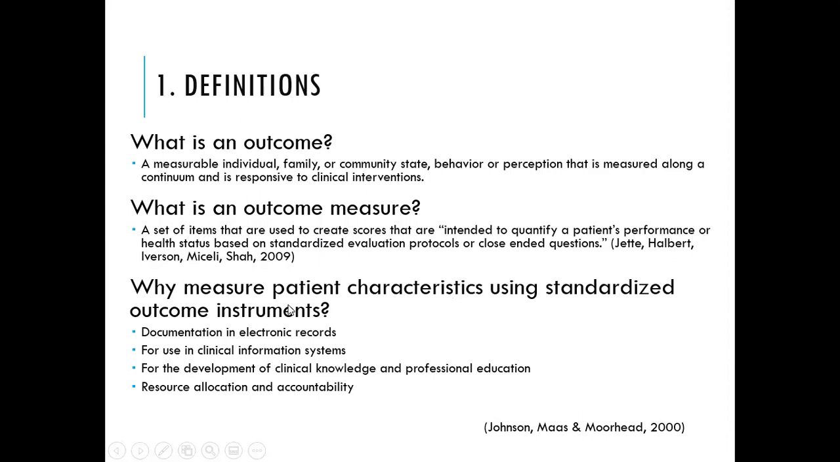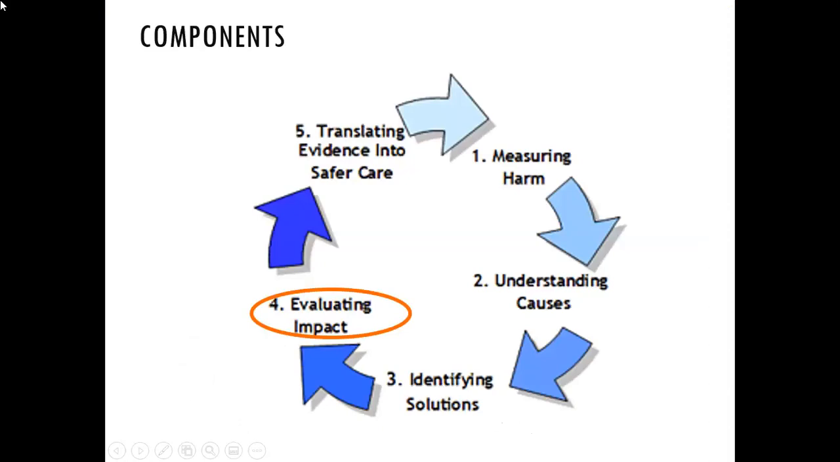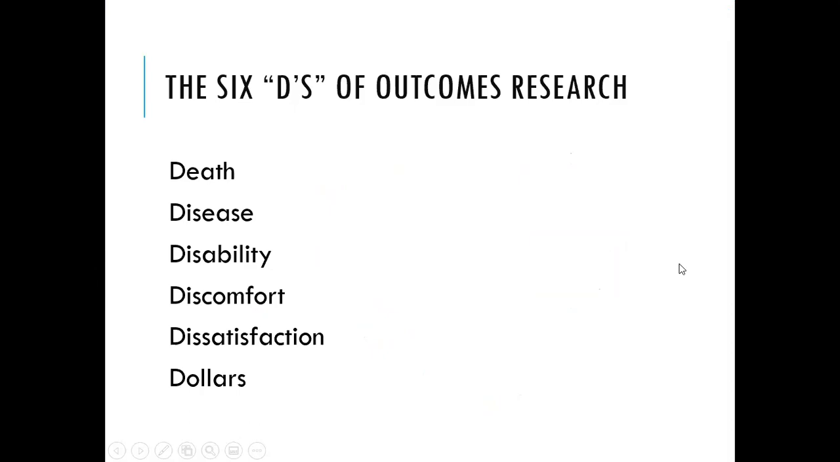So why do we want a standardized outcome instrument? So that documentation can be there in electronic records. It could be used for clinical information systems, for the development of clinical knowledge and professional education, and also for resource allocation and accountability. We were talking about these components where we start with measuring harm, understand the cause, identify the solution, evaluate the impact, and then this is translated into safer care. Further, we go ahead with measuring the harm, and this cycle keeps on moving.